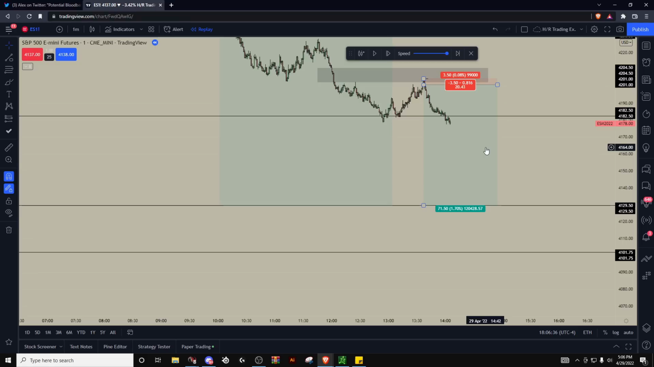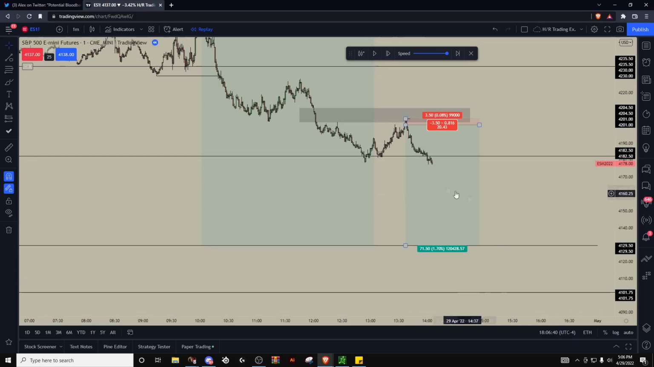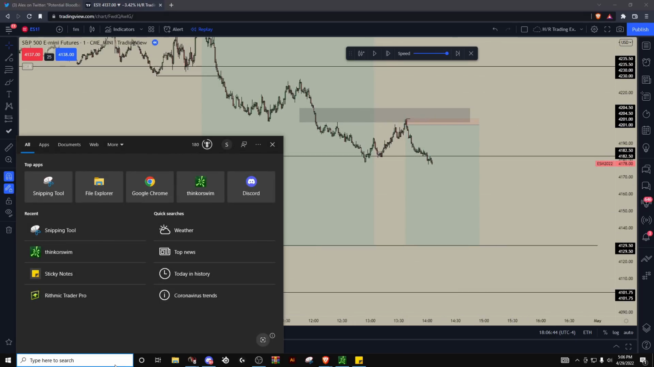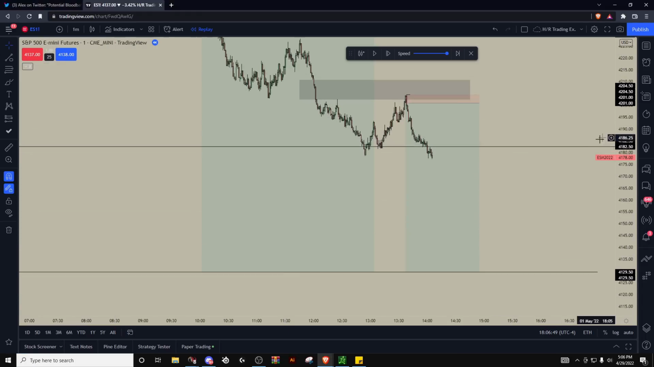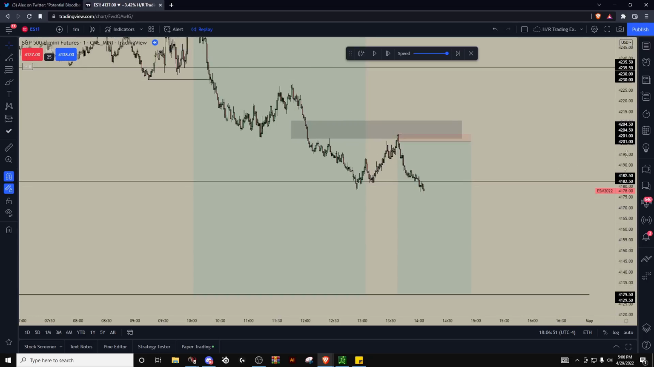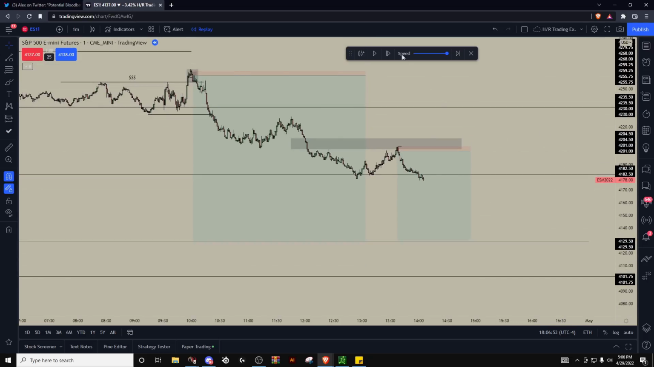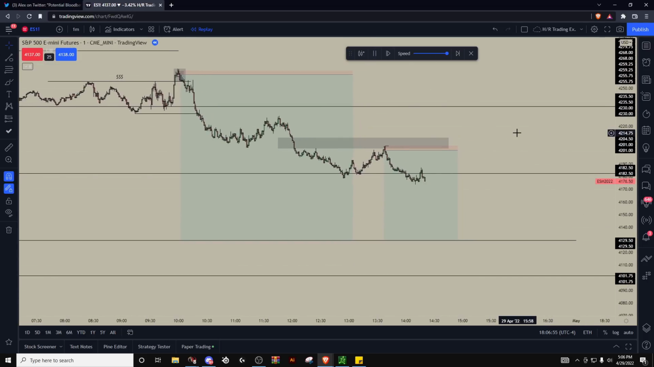And when people say 1 to 20, 1 to 30, blah, blah, blah, that's 30 times your risk. So if you're risking 1% of your account, then you're adding 30% to your account. Very simply. So that's how crazy this stuff can get. Just like options, right? So now we can let price play out.